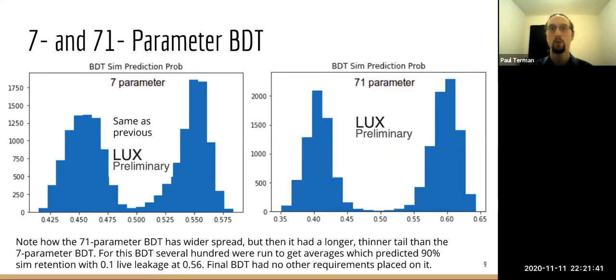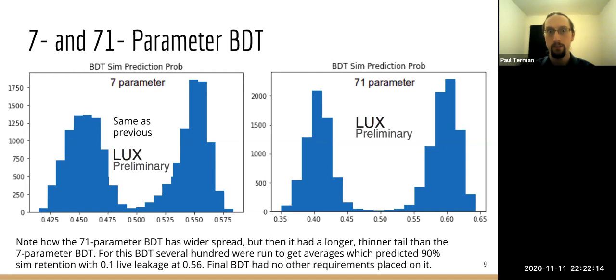And now we have this more comfortable picture of BDTs, that they're not differing too much from what we got using the traditional method. We then opened it up to 71 parameters. Here, we did train several hundred in order to determine where to draw the predict proba cut line. As you can see, the bimodal distribution on the right here from the 71 parameter BDT, the two modes are much further spread apart, with a much longer and thinner tail.